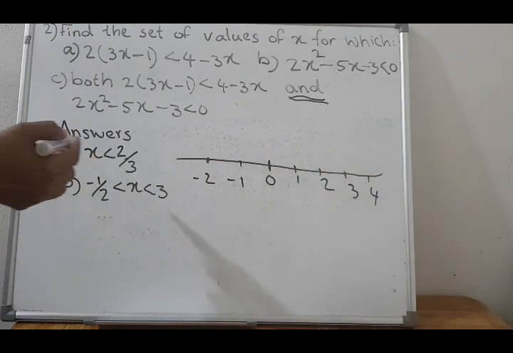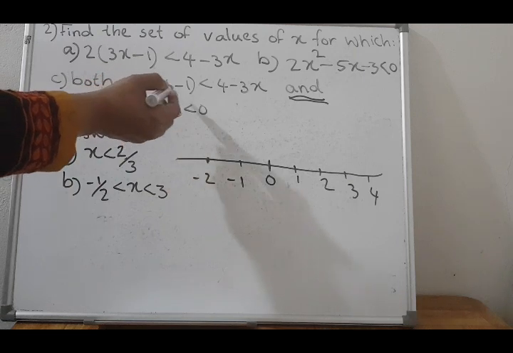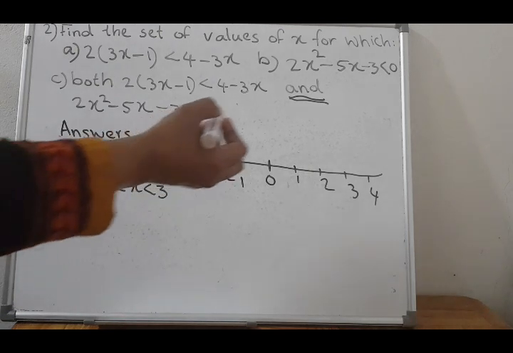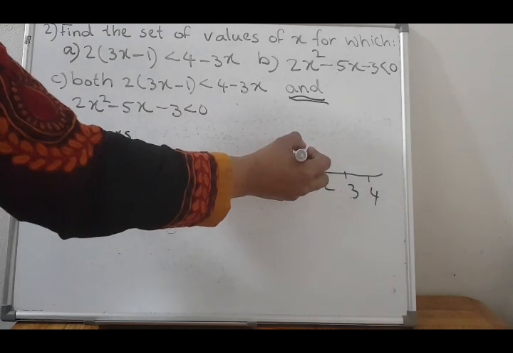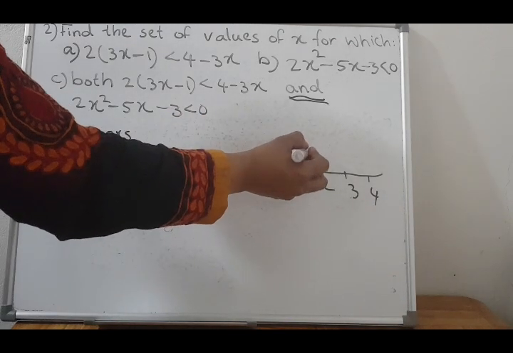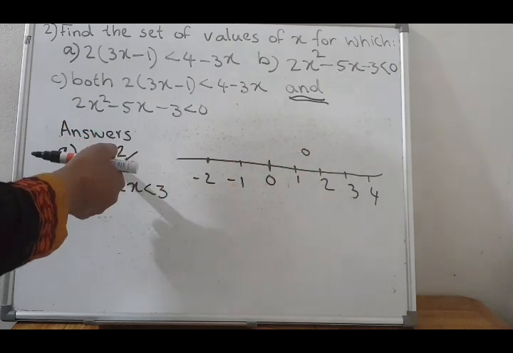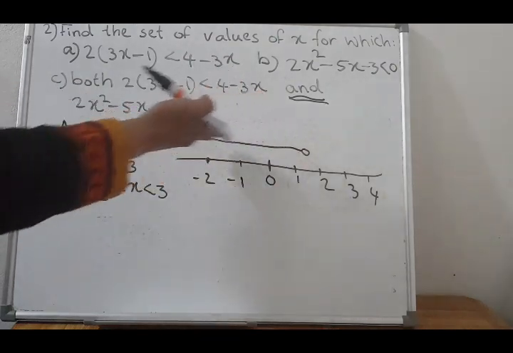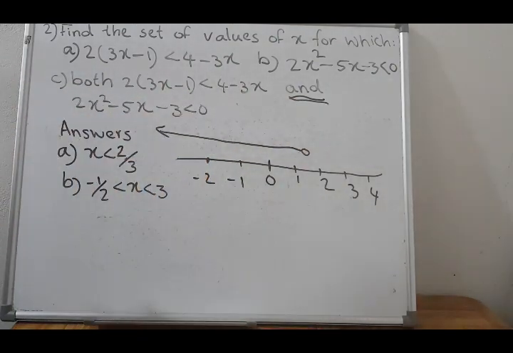Now see, for A part, that is 2 times 3x minus 1 less than 4 minus 3x, x is less than 2 divided by 3. 2 divided by 3 will be 0.66667, something like that. So it will be coming somewhere. I'm giving an empty circle because 2 by 3 is not included. So this is x less than 2 by 3. All the values of x below 2 by 3.